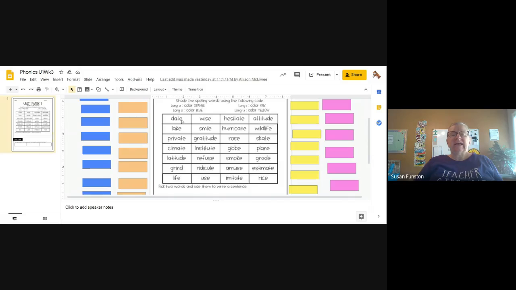Date. Day. Does it say A? It does. So let's look here. Long A. We're going to grab one of our orange boxes and put it right over our word. So it is highlighted in orange. Wise. Wise. I. That's a long I. So we're going to pull a pink box over.